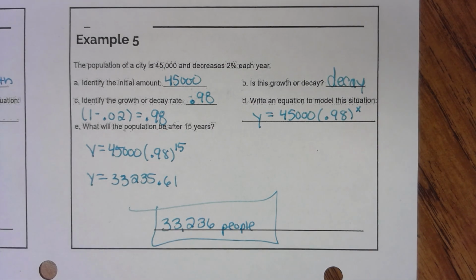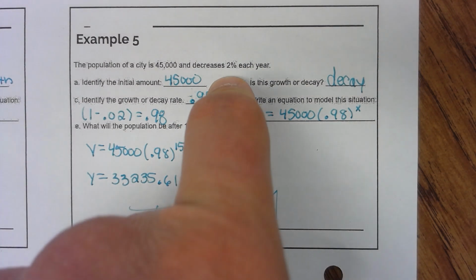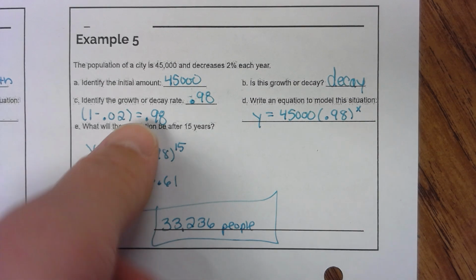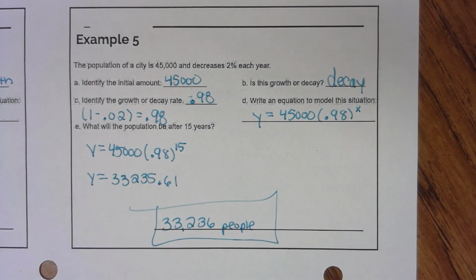All right, so your equation. And the main piece of this, again, is how we are communicating how much we're either decaying or growing by. Okay, we're losing 2% each year. Again, in our equation, the value of our base needs to be how much is sticking around. How much are we keeping? Well, if we're losing 2%, that means 98% of the population is sticking around.